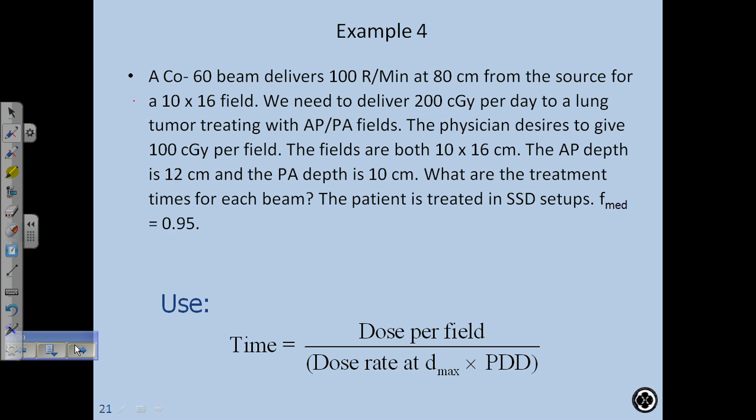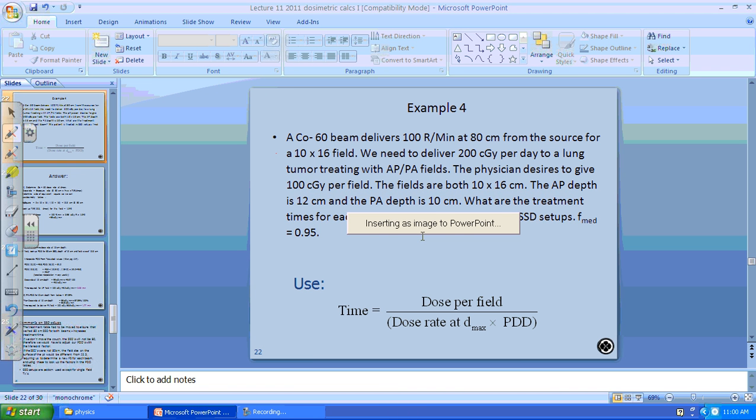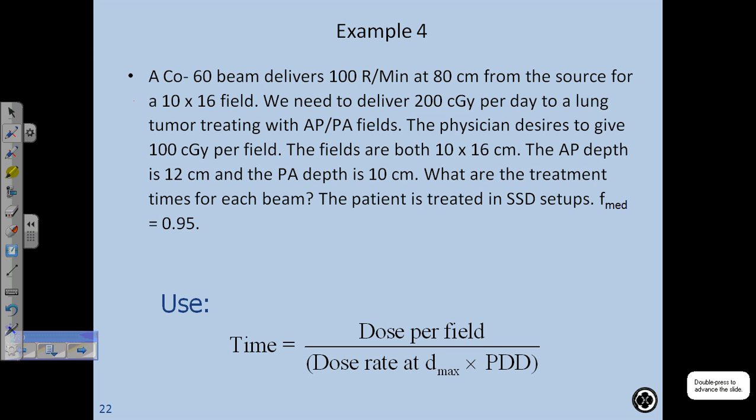Now we got two fields, not one. A field coming from here and a field coming from the back. Physician desires to give 100 centigray per field. Okay, so 100 centigray from this side and 100 centigray from the other side. The fields are both 10 by 16. The AP depth is 12 centimeters, and the PA depth is 10 centimeters. Okay? And I'll draw that in a minute. I think it helps if you're doing assignments or tests. Just draw these out because you can visualize and see what's going on. The AP depth is 12, PA depth is 10.